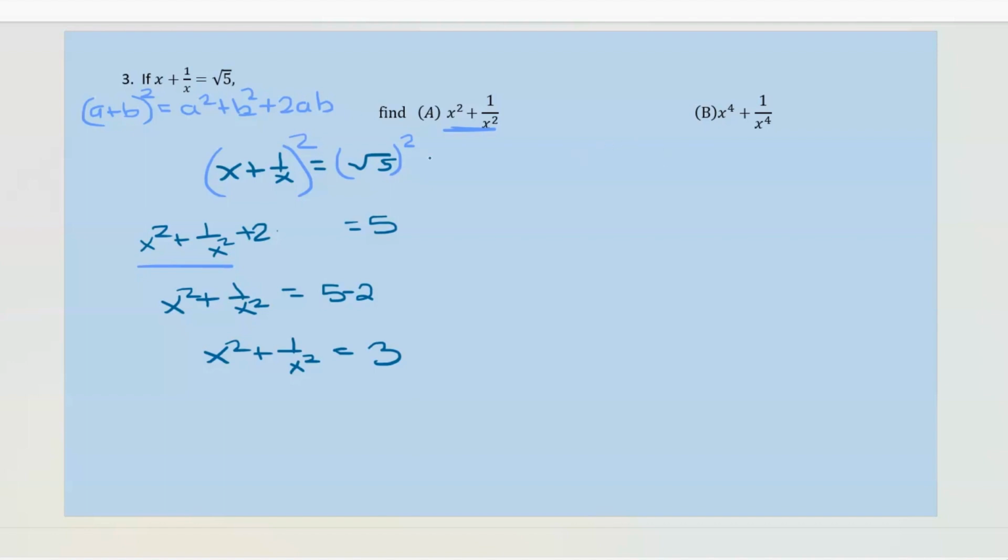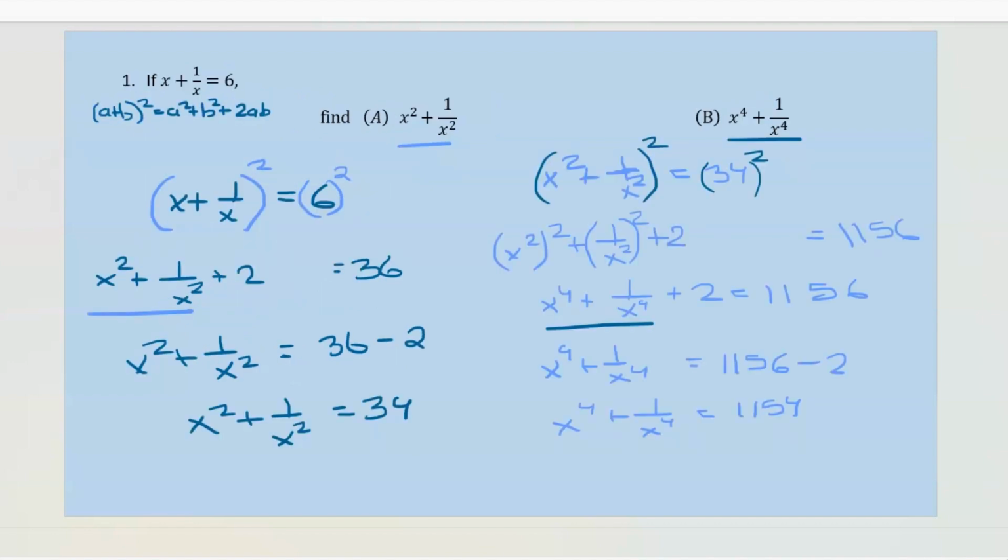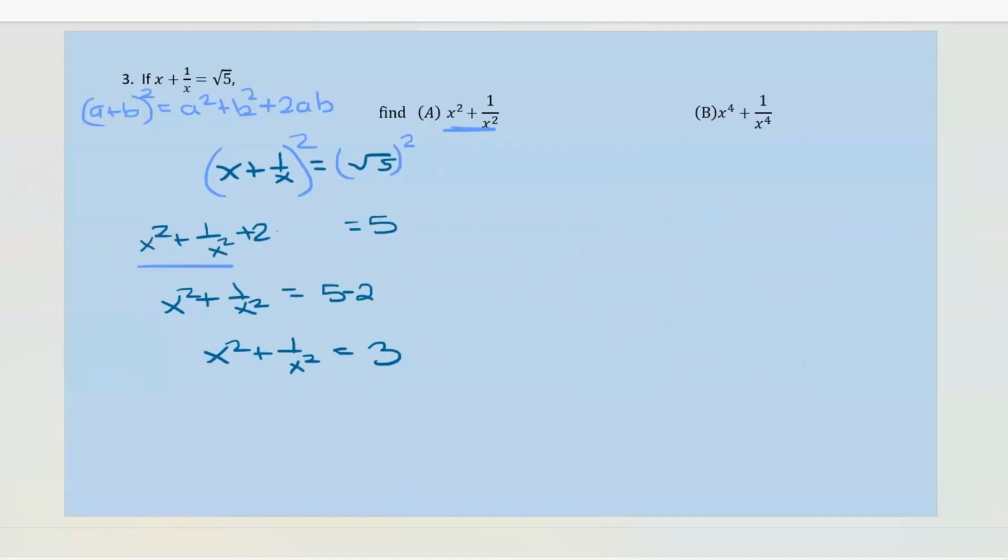Now, same if, different find. If x plus 1 over x equals square root of 5, find x to exponent 4 plus 1 over x to exponent 4. So this question is basically about the same as this question, just different numbers. We're going to be using the same formula, and we're going to be using the result we got in the beginning to find this question's result.